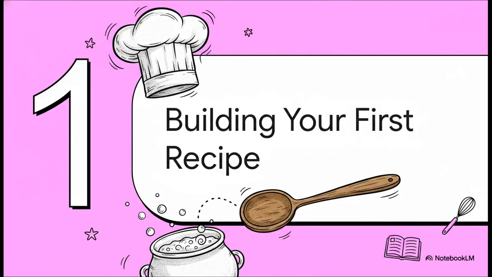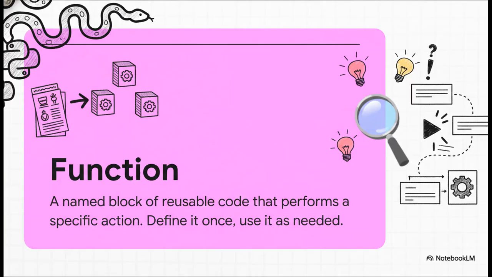Okay, so how do we get to this magical place? Well, the best way I've found to think about it is like this. You're creating a recipe. Yep, a function is basically your own custom reusable code recipe. So here's the official breakdown. A function is just a named block of code that's designed to do one specific thing. The two words you really want to latch onto here are named and reusable. You give your recipe a name, and then you can call on it whenever you need it without having to rewrite all the steps from scratch.